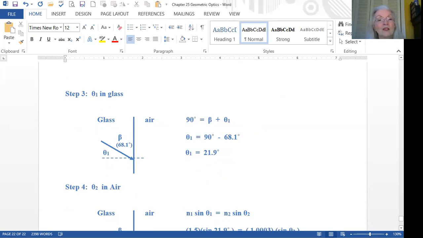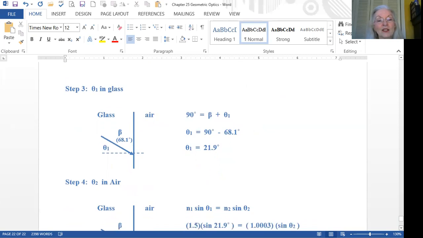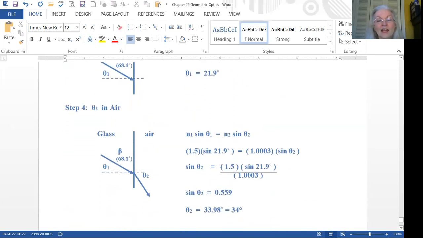And so all we have to do is find the angle that it exits into the air at. And for that, again, we use Snell's law. N1 sine theta 1 is equal to N2 sine theta 2. So we plug our numbers in. We're in glass on the left, air on the right. When you solve, you end up with 34 degrees. So we end up exiting that glass prism at 34 degrees.